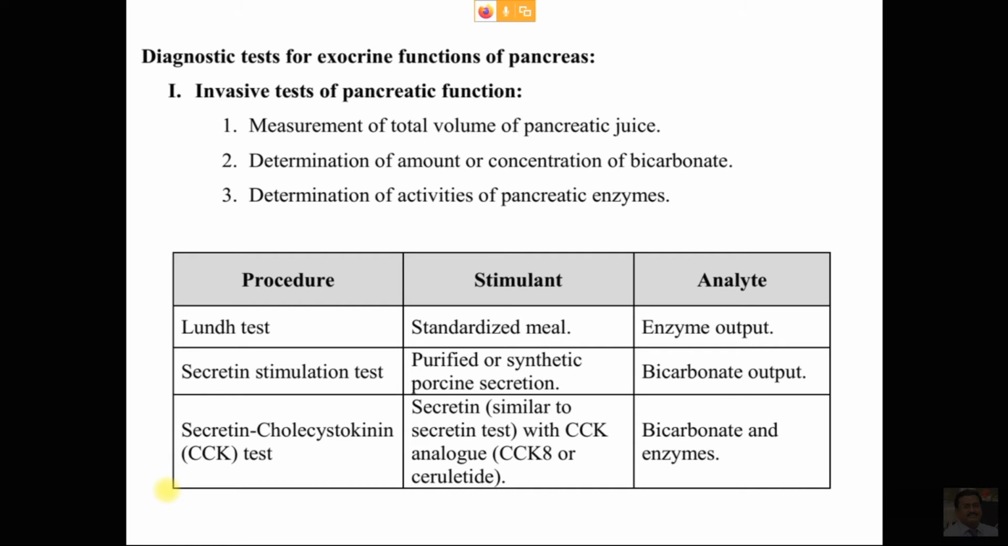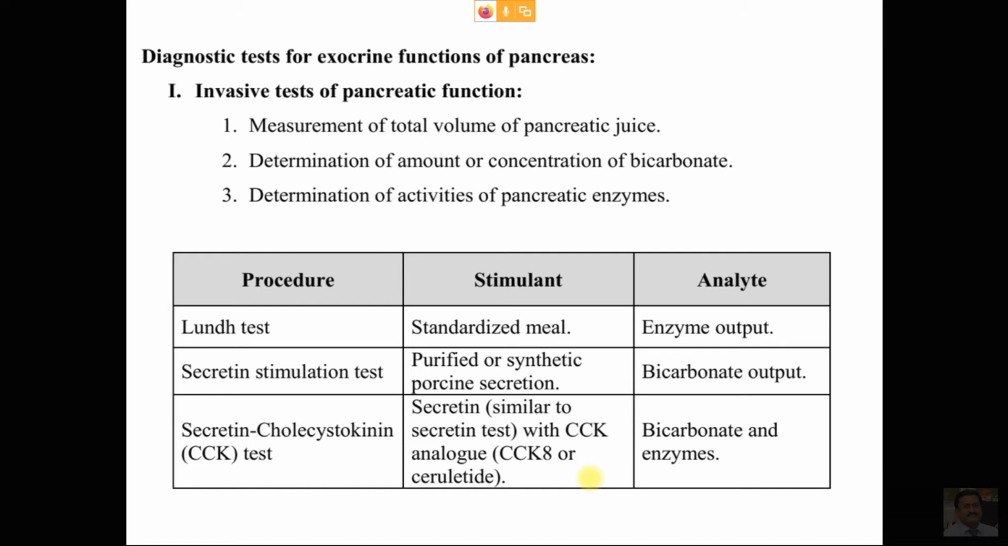So the enzyme activity, the bicarbonate output, the bicarbonate and enzymes can be studied only with the help of an inducer. Inducer means a stimulant. Usually in the clinical lab, secretin is used for the diagnosis of pancreatic function, using the invasive test, because secretin is a substance that will induce the function of the pancreas. Without secretin, the pancreas will not secrete the pancreatic juice. That is the indicator.